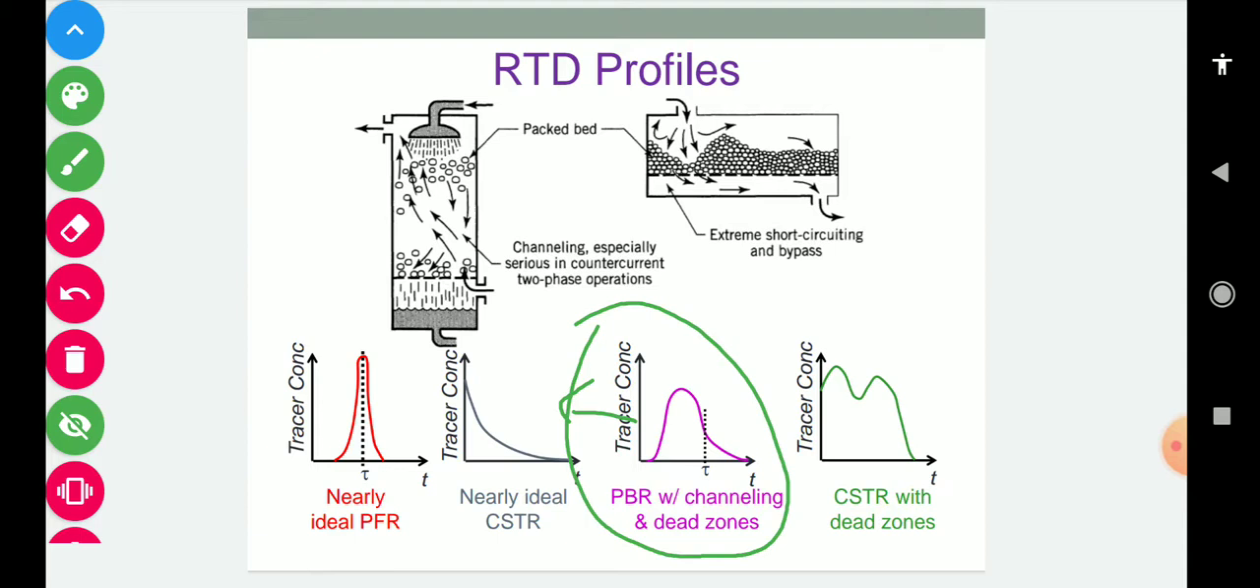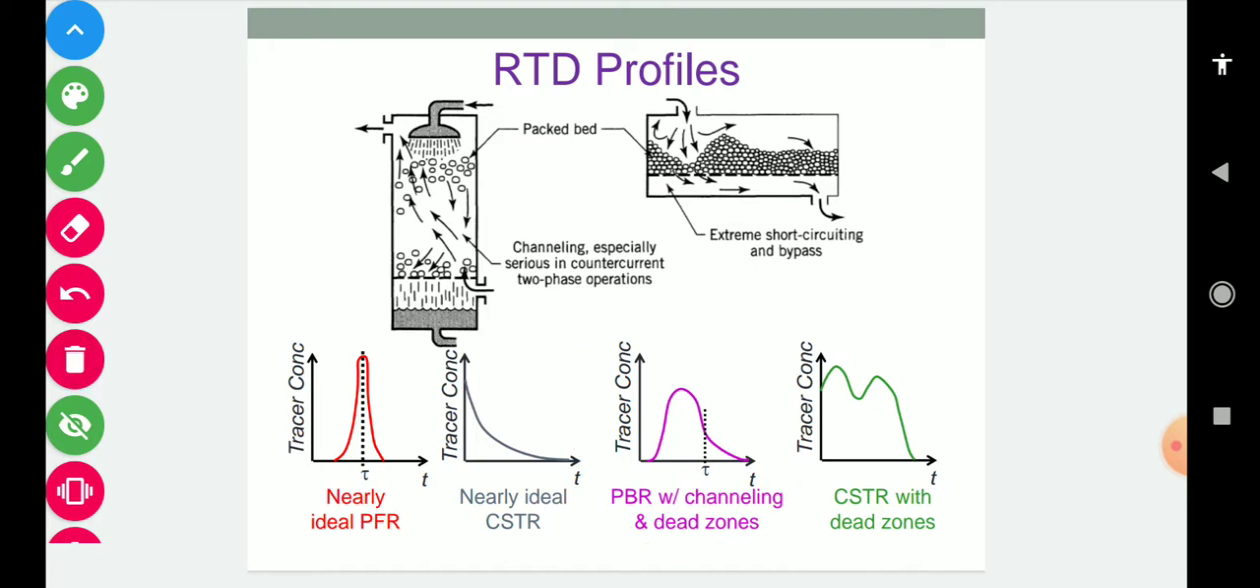But on the other hand, if there are some dead zones present in the reactor, due to that some molecules spend more time as compared to the average time spent by other molecules, then this peak shifts to the right side. So if the peak is shifting to the left side, it means there is some channeling. But if it shifts to the right side, it means there are some dead zones present in the reactor. So in a real reactor, we get this type of profile.